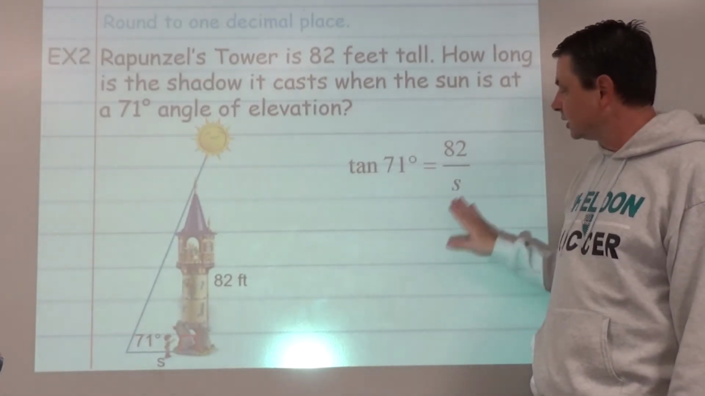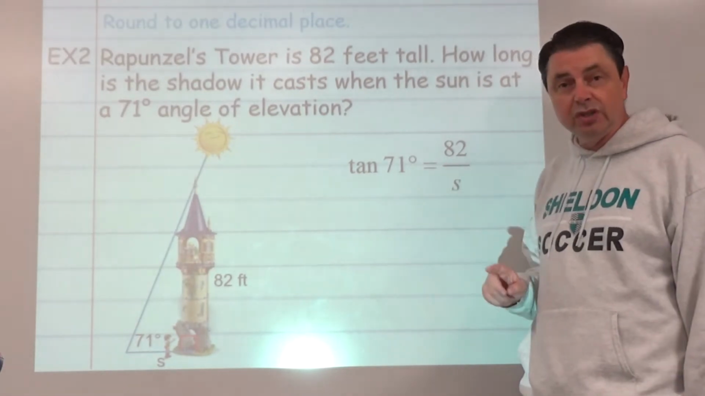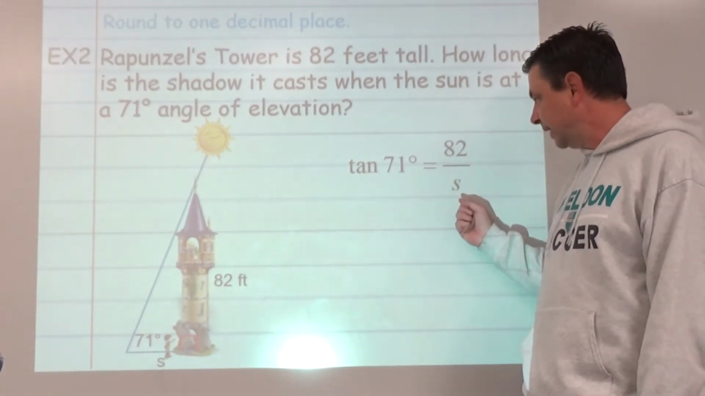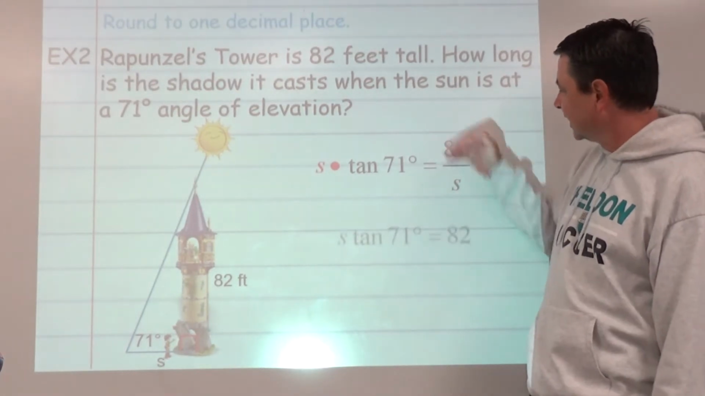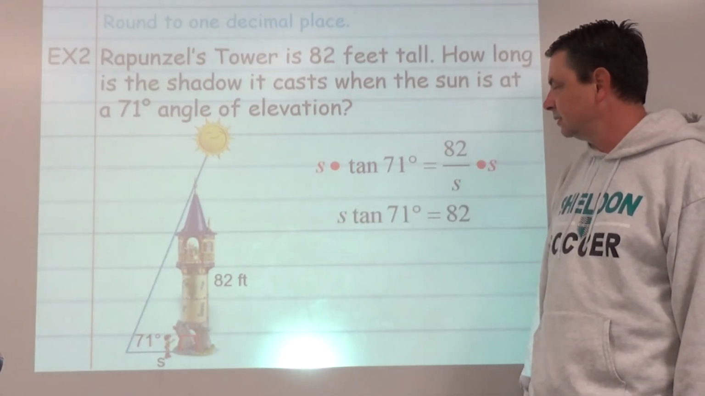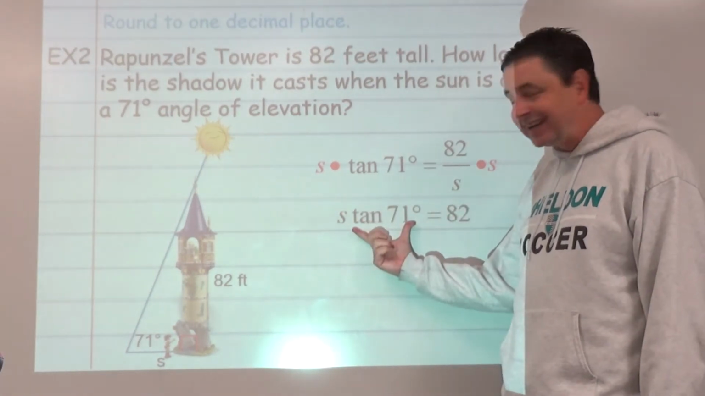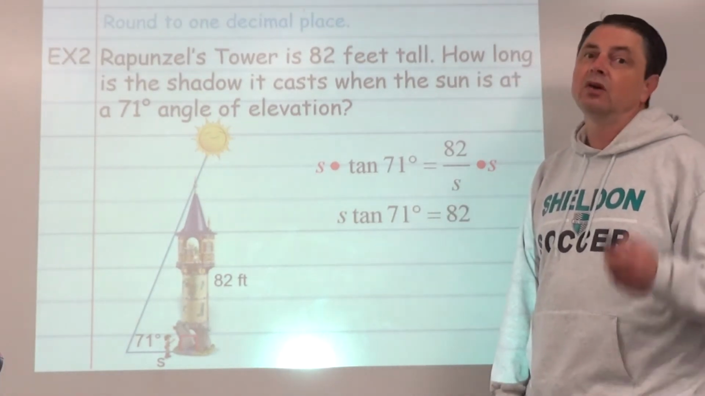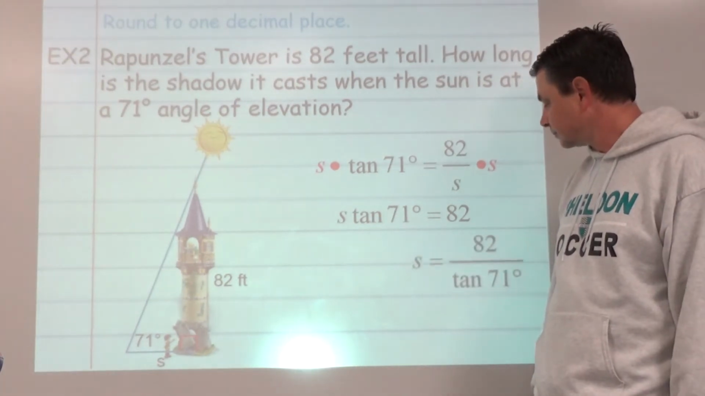We're going to solve this. A little bit trickier with the variable in the denominator, but we approach it the same way. We want to undo the division. So to undo divide by S, we're going to multiply both sides by S. These will cancel. We've got 82 on the right side. Trying to get S by itself. This is S times tangent 71 degrees. We're going to divide by the tangent of 71 degrees.